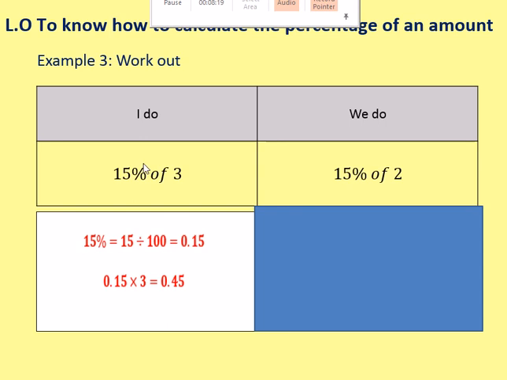Right, last example, 15% of 3. So let's find the multiplier for 15%. We do 15 divided by 100, which gives me 0.15. And then 0.15 times 3, which gives me 0.45. So 15% of 3 is 0.45. And pause the video here, copy down the I do please, then move on to the we do.